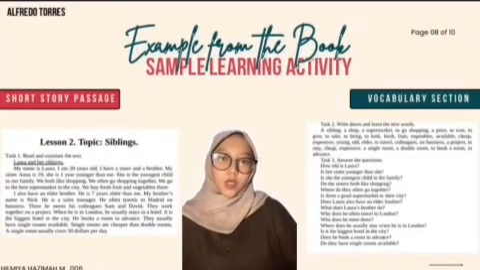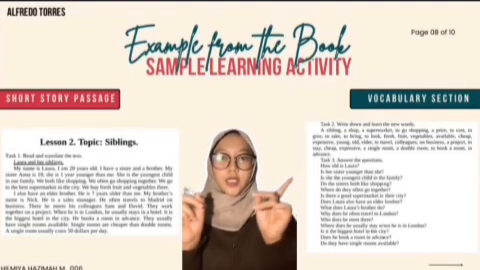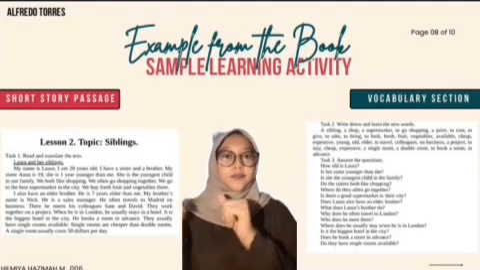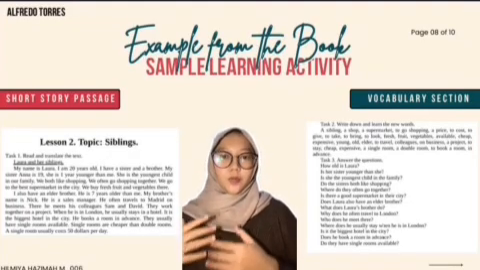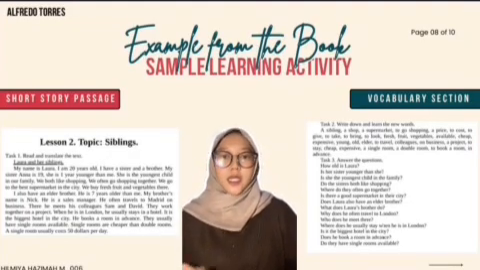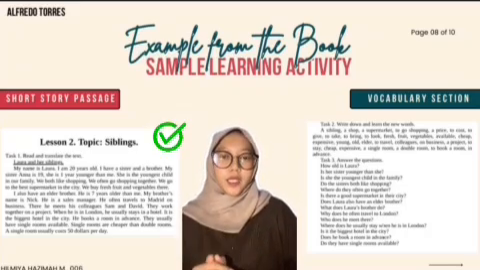So guys, now let me show you a real example from the book so you can see what the actual content looks like. On this page, we can see two sections side by side. On the left side, we have a short story passage. This is from lesson 2 with the topic siblings. As you can see, the vocabulary and sentence structures are appropriate for pre-intermediate learners.